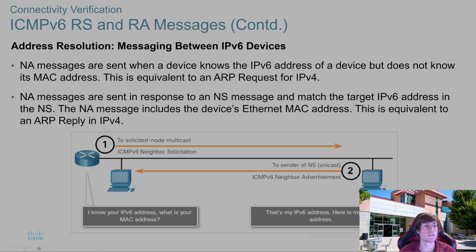So RS and RA messaging continued. Address resolution messaging between devices. NA messages are sent when a device knows the IPv6 address of a device but does not know its MAC. So again, we're here on the network level. We know the IP address, but we don't know its actual MAC or physical address, so we have to go down a level. This is equivalent to an ARP request, so address resolution protocol for IPv4.